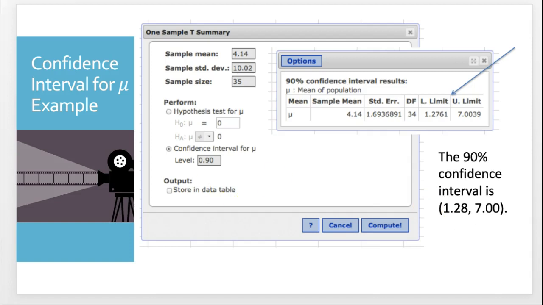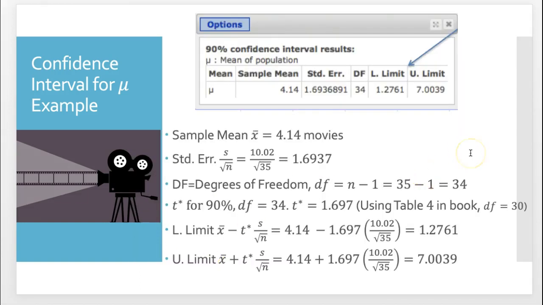Once again, just to link everything together with the formulas that were presented: this here is my sample mean, x bar in symbols, and that's 4.14 movies. The standard error is my sample standard deviation divided by the square root of my sample size. So 10.02 divided by the square root of 35 gives 1.6937, I just rounded there. And degrees of freedom, df, is my sample size minus 1, so 35 minus 1 would be 34.